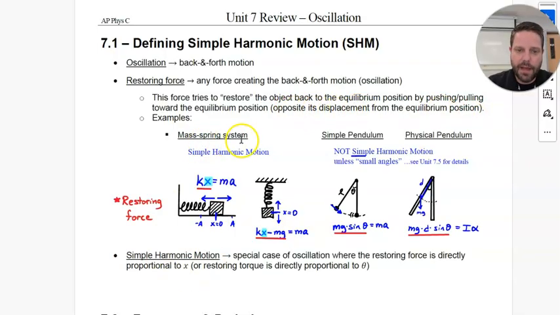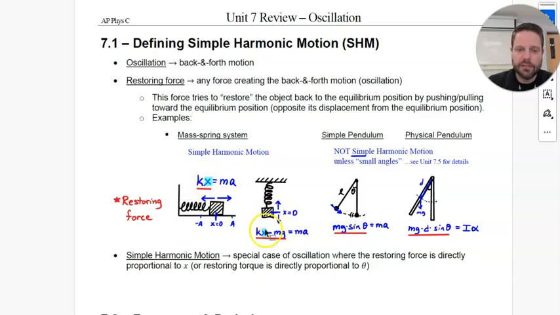So for example, in a mass spring system, when the spring is at equilibrium, then if we stretch it or compress it to either side, the spring force is going to exert a net force. And if it's flat, that Kx is the net force. That's why we have it set equal to ma. And that Kx is the restoring force in this problem.